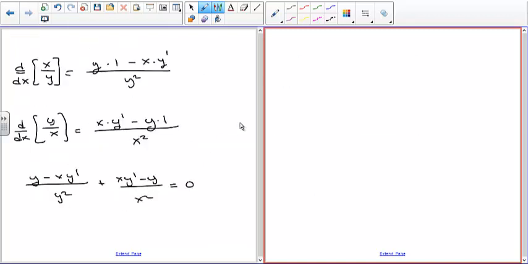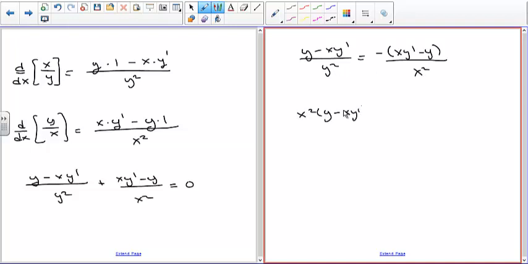So let's move the second term to the right-hand side. This is so I can just cross multiply. So I'll have a negative the quantity x y prime minus y divided by x squared. So I take this term, move it to the other side. It becomes negative. Okay, so now if we cross multiply, we'll have x squared times y minus x y prime, and then we'll have minus y squared times x y prime minus y.